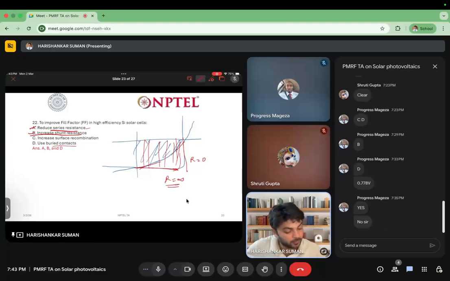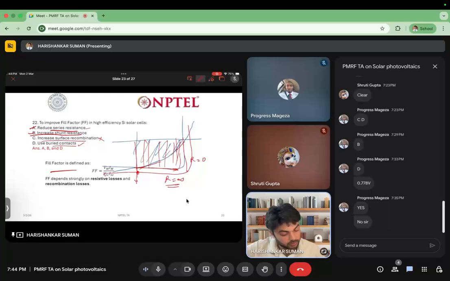Use buried contact to get more current. Also you will get higher current, like that JC is going down. Increase surface recombination, no, we have to reduce the surface recombination by anti-reflecting coating. Clear? And fill factor is defined as V maximum I max upon VOC and ISC. FF depends strongly on resistance losses and recombination losses.